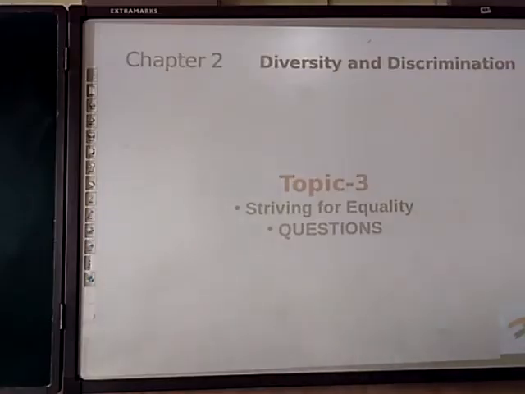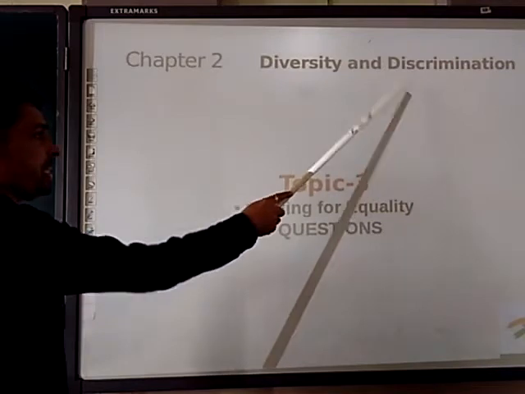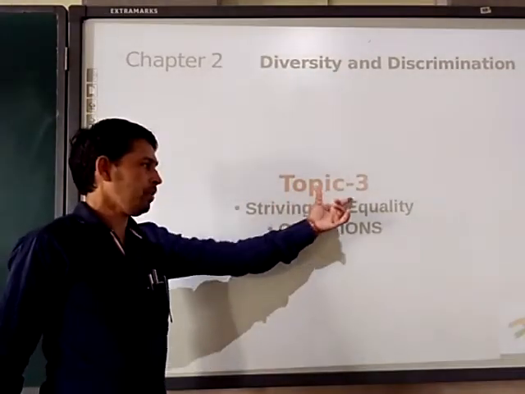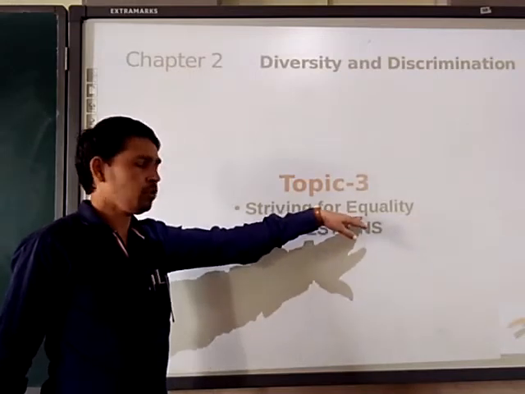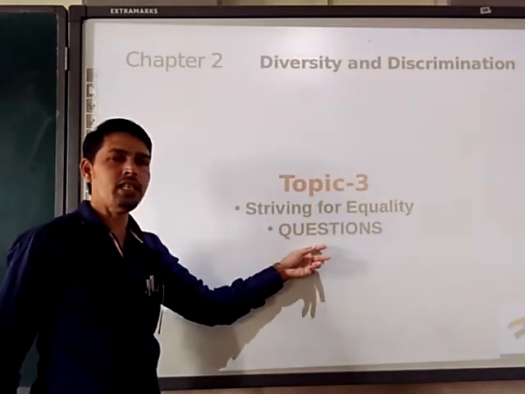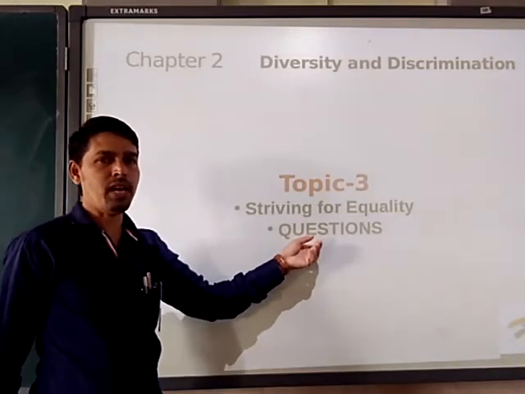Point number 1 here. Chapter number 2, diversity and discrimination. We are on topic number 3, striving for equality. How people are moving towards equality, and we are going to discuss the question answers of this chapter.